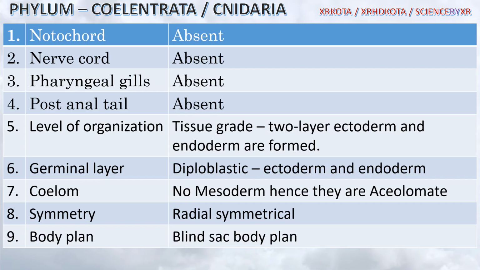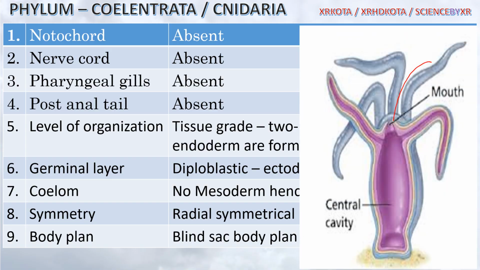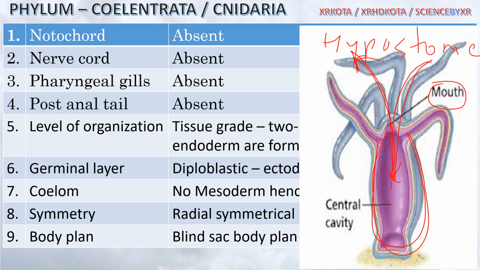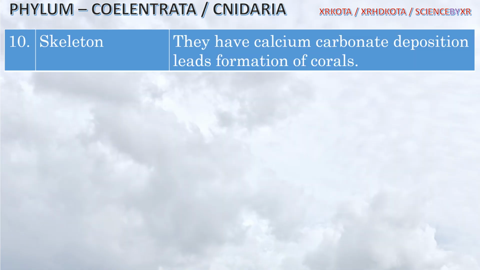Okay, body plan is blind sac. Now what is meant by blind sac? That is, they have got one cavity in which the food is taken, and the waste is thrown out from the same opening. So it is acting as a sac. Okay, in a sac, suppose we are filling wheat and we are removing wheat, both things can be done from the same place. And this is not known as mouth, but it is known as hypostome. Okay, skeleton. So as such, they don't have a skeleton, but calcium carbonate deposition is there. Because of that, they form corals.